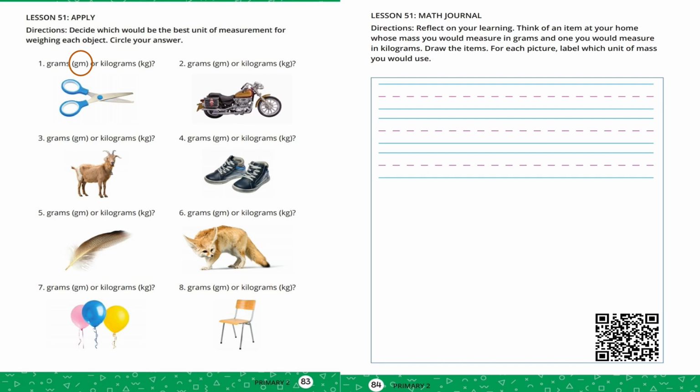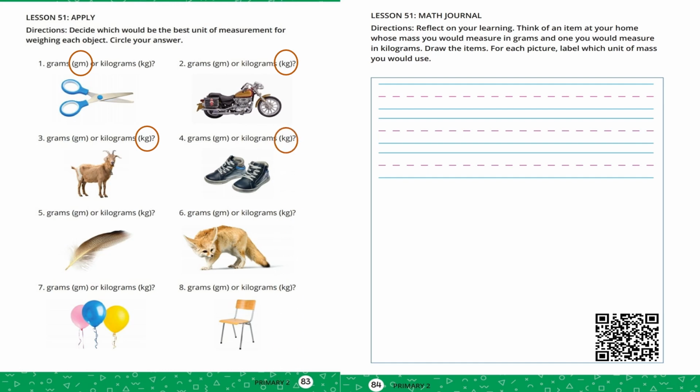Number 2, motorbike is heavy or light? Motorbike is heavy, so we make a circle around kilogram. Number 3, goat. Goat is heavy or light? Goat is heavy, so we make a circle around kilogram. Number 4, shoes is heavy or light? Shoes is heavy, so we make a circle around kilogram.